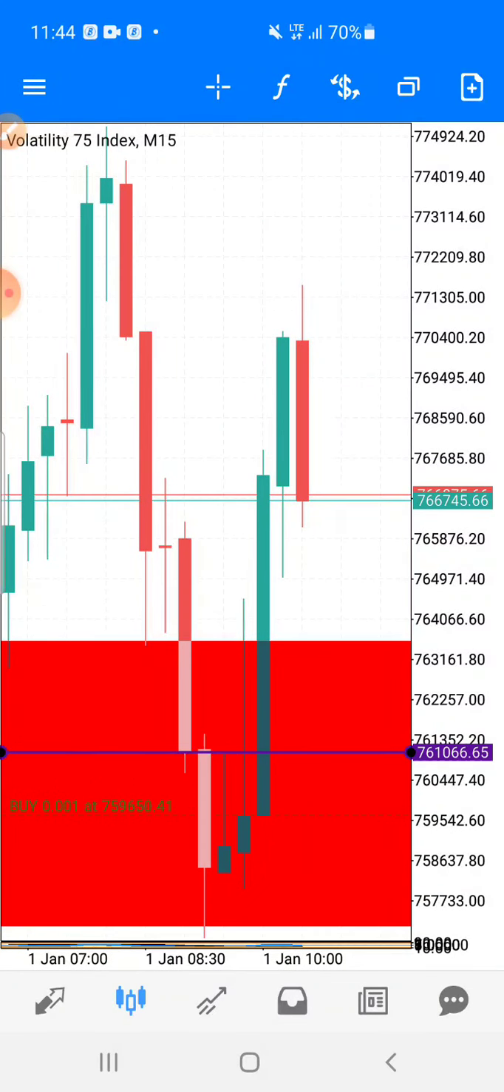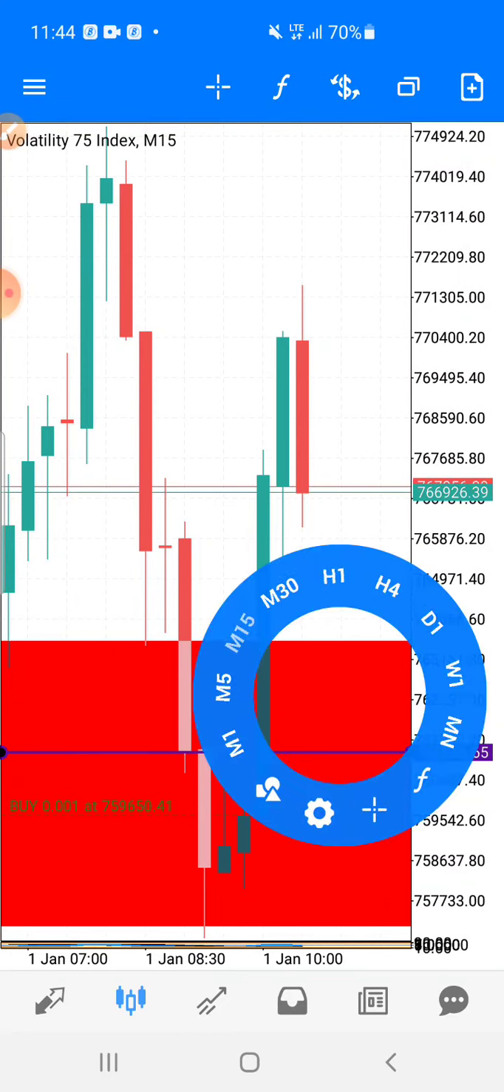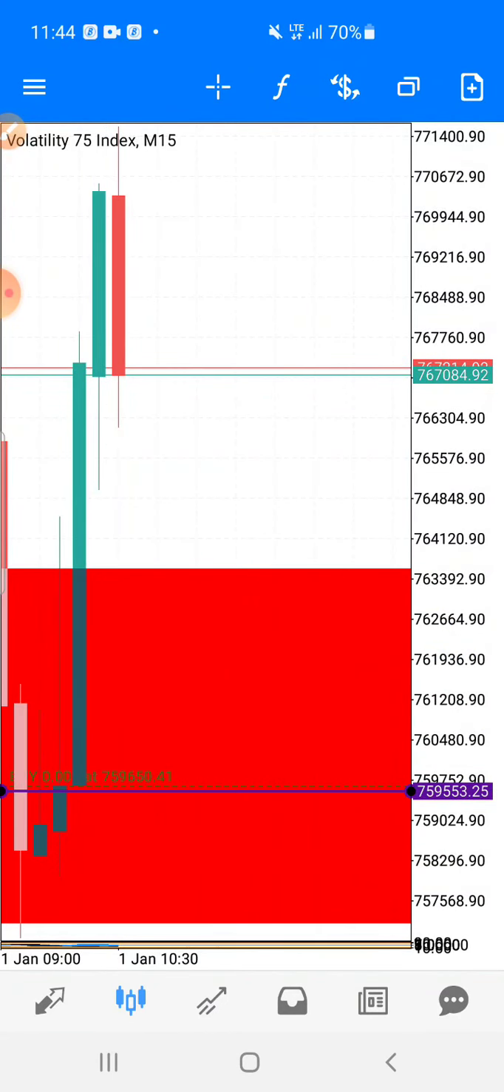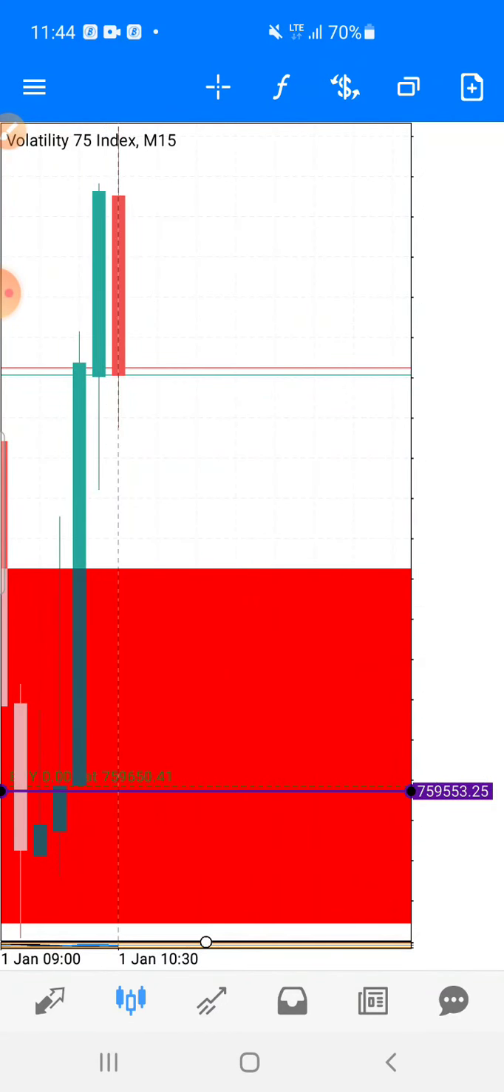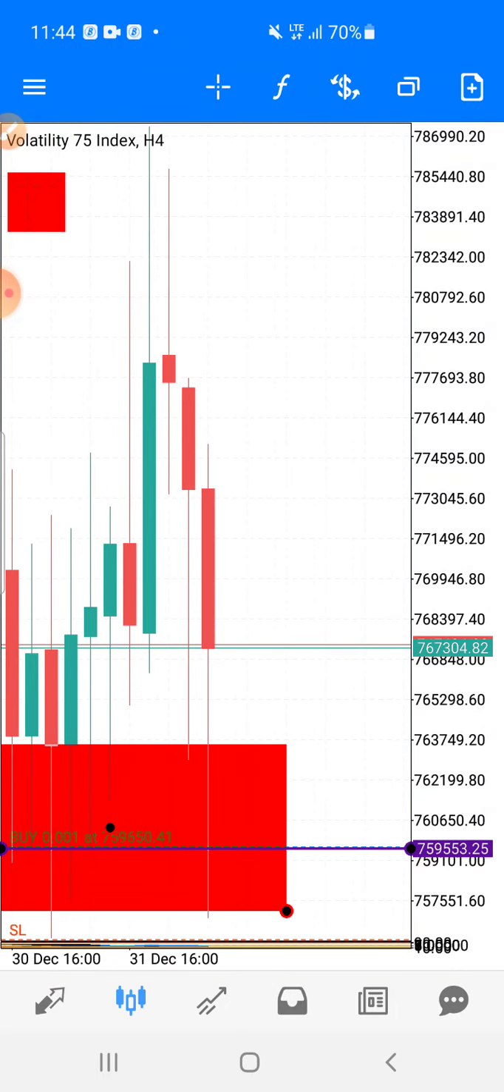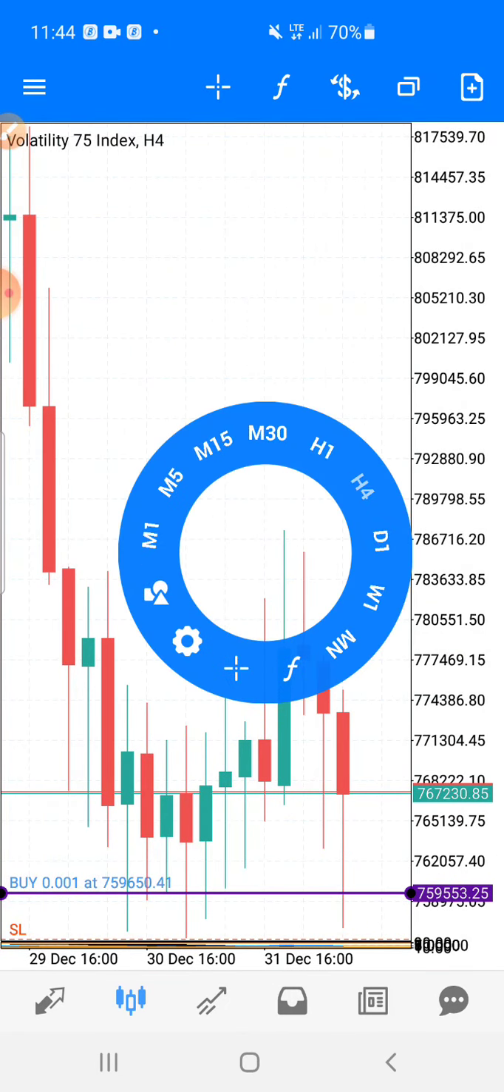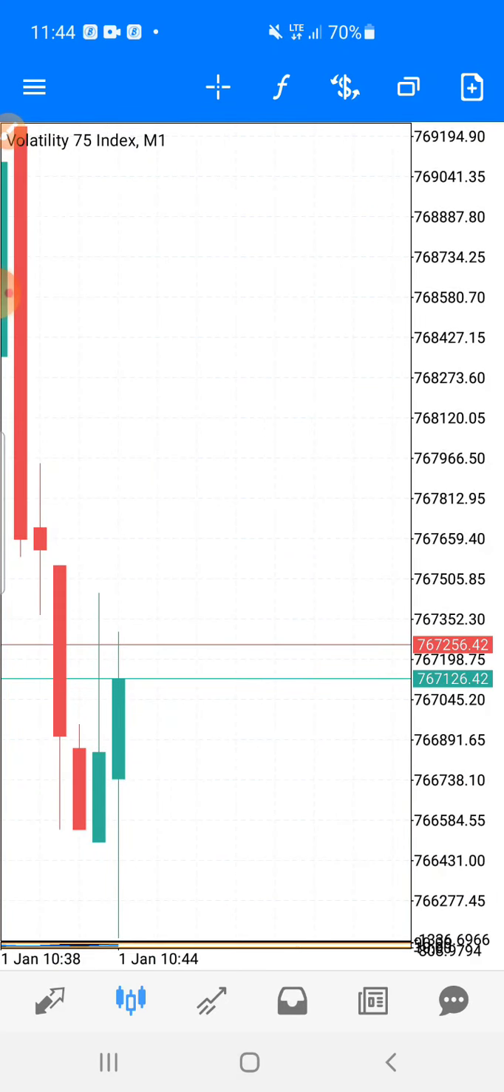But we are entering our trade on the 1 minute time frame because we are scalping. We are not wasting time. We are entering our trade on the 1 minute time frame. So let me do away with this because it's blocking a lot of things. I want this to be clear. Now I go to the 1 minute time frame.